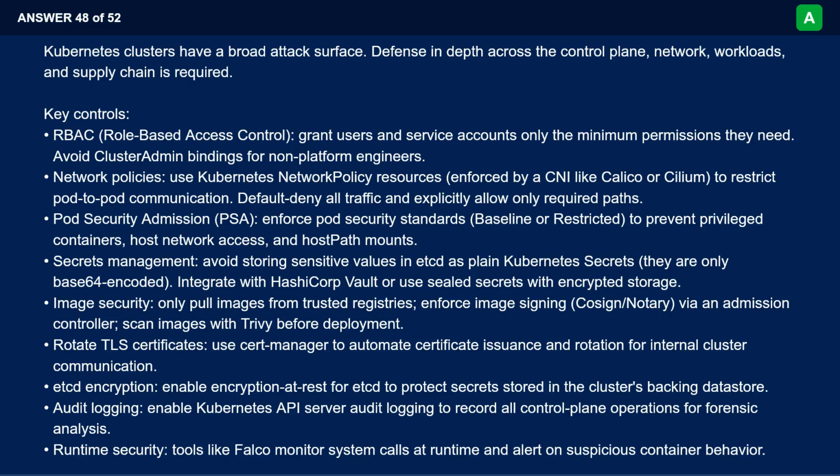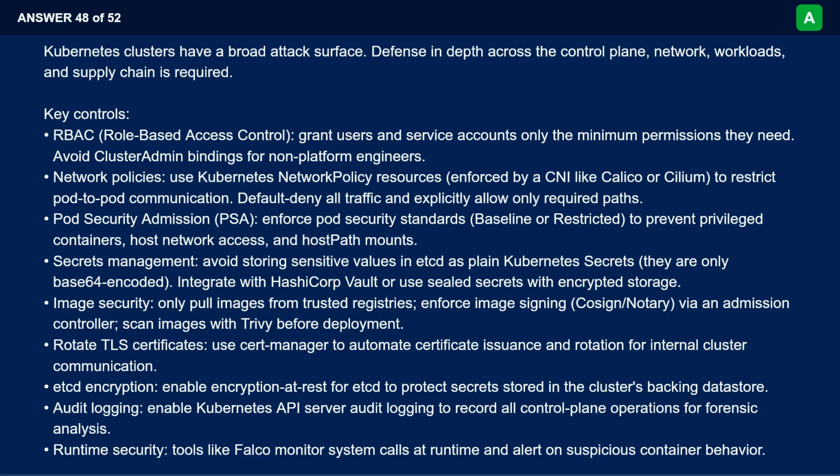Network policies: use Kubernetes network policy resources enforced by a CNI like Calico or Cilium to restrict pod-to-pod communication. Default deny all traffic and explicitly allow only required paths. Pod Security Admission, PSA: enforce pod security standards, baseline or restricted, to prevent privileged containers, host network access, and hostPath mounts.